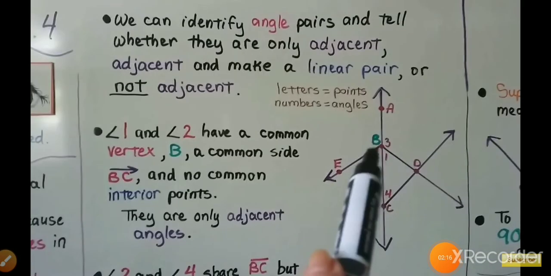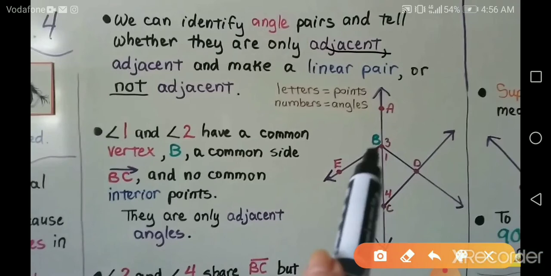We can identify angle pairs and tell whether they are only adjacent, adjacent and make a linear pair, or not adjacent. Here in this diagram, I have letters for points and numbers for angles, 1, 4, 2, and so on.